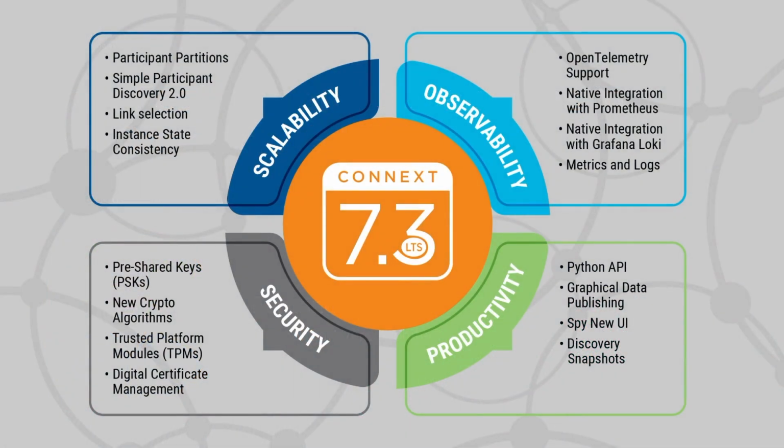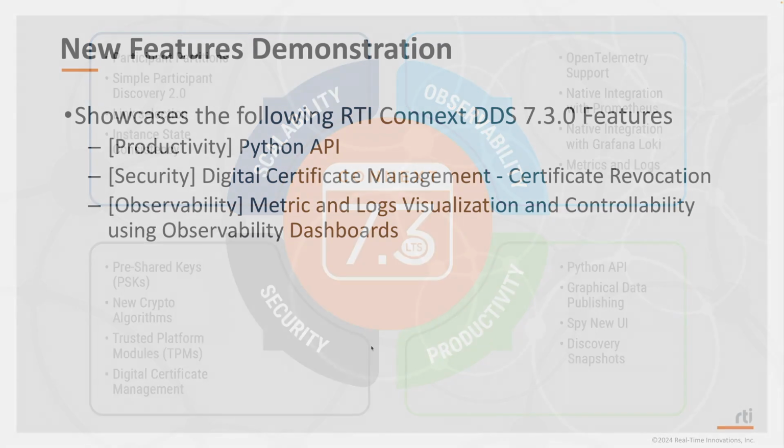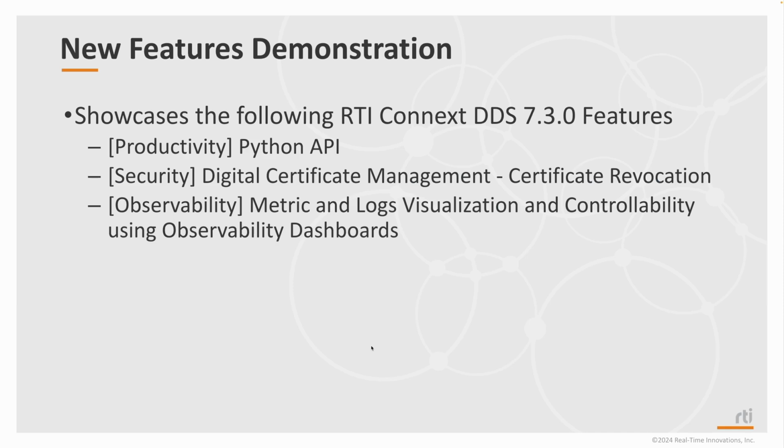Hi. In the next few minutes, we are going to proceed with the demo of some of the new capabilities of Connext 7.3. Specifically, we are going to showcase 3 new features. Within the productivity area, we are going to showcase the Python API. Within the security area and digital certificate management, we are going to show how to use certificate revocation. Within the observability area, we are going to showcase the new Observability Framework.